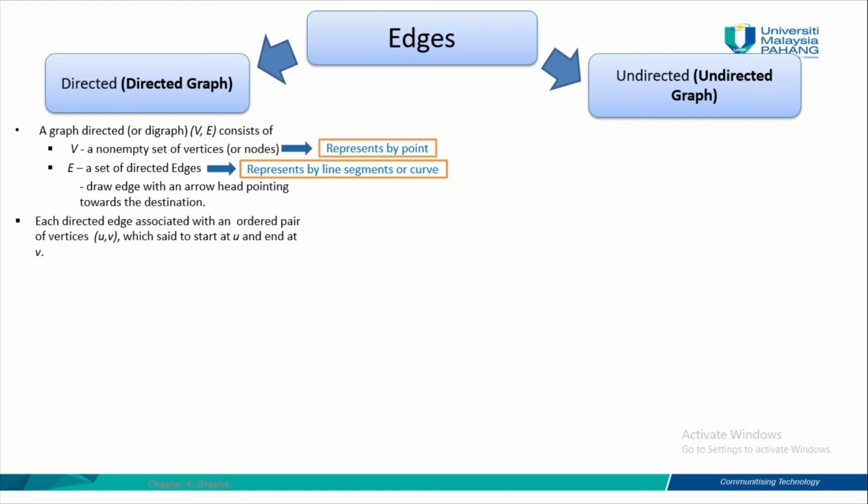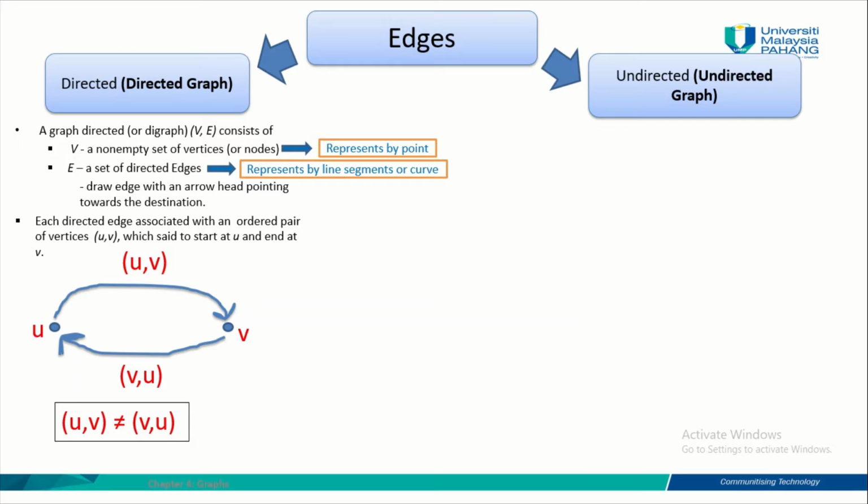We have the two vertices here, point U and point V. It's said to start at U and end at V. So we need to draw the edge from U with an arrowhead pointing toward the destination, which is V. So we have the ordered pair here, (U, V). If we want to show the pair (V, U), we need to draw from the point V to the point U.